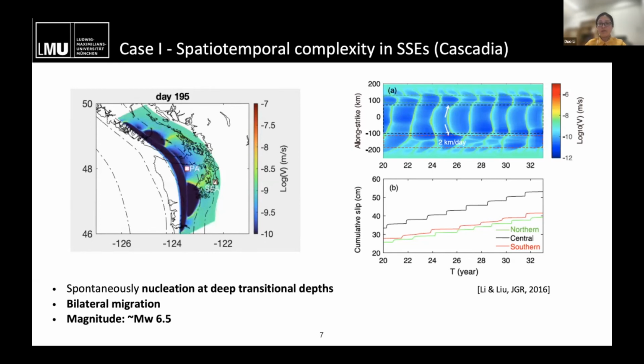So we also calculate the surface displacement at different points. So you see the cumulative slip of each episode of slow slip. We compare.